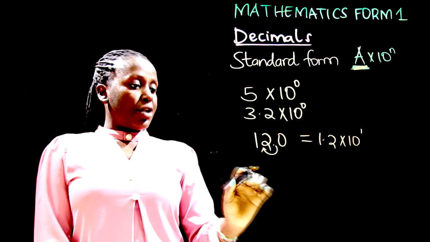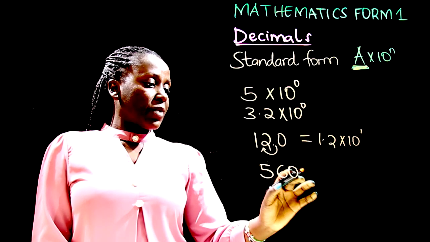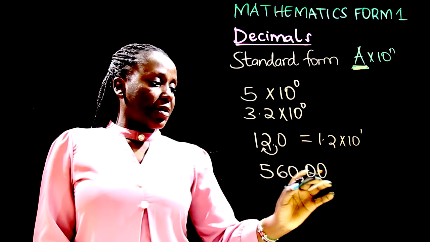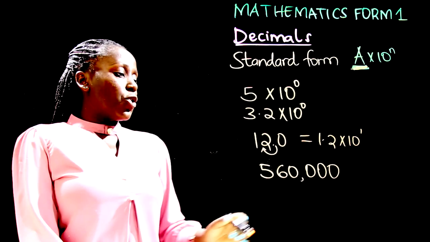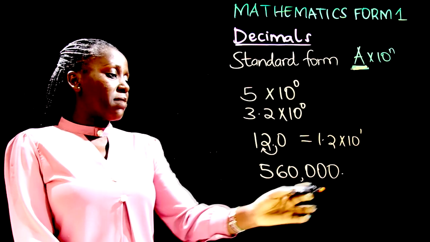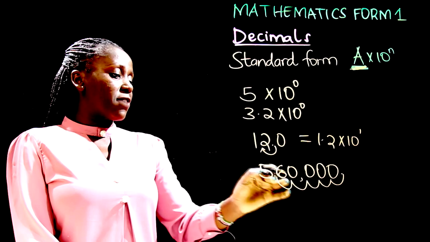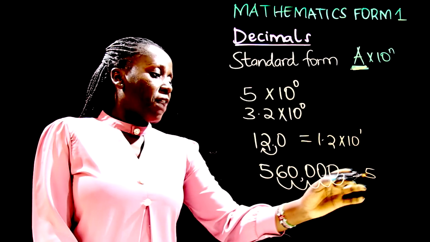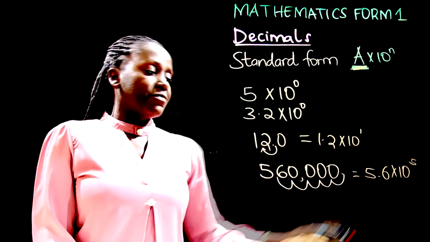Now, if you have a number like 560,000 and you need to write it in standard form, the decimal point is here. So we move it backwards how many times? 1, 2, 3, 4, 5. So this will be 5.6 times 10 power 5.